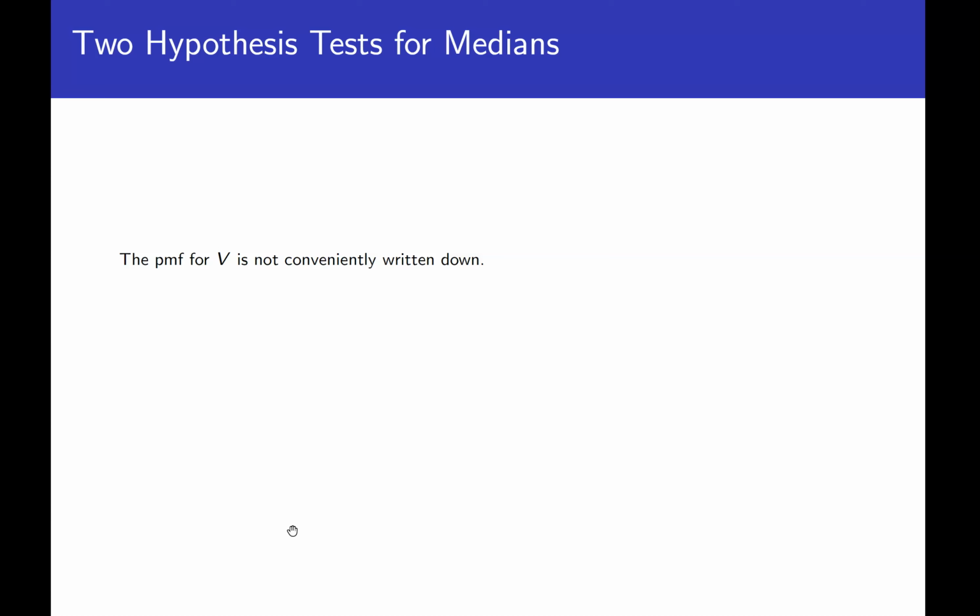Unfortunately, writing down the probability mass function for v is not convenient. It's not an easy one to write down. Notice I said PMF rather than PDF because v really is a discrete distribution here. It takes on integer values. We can, however, figure out its moment generating function.